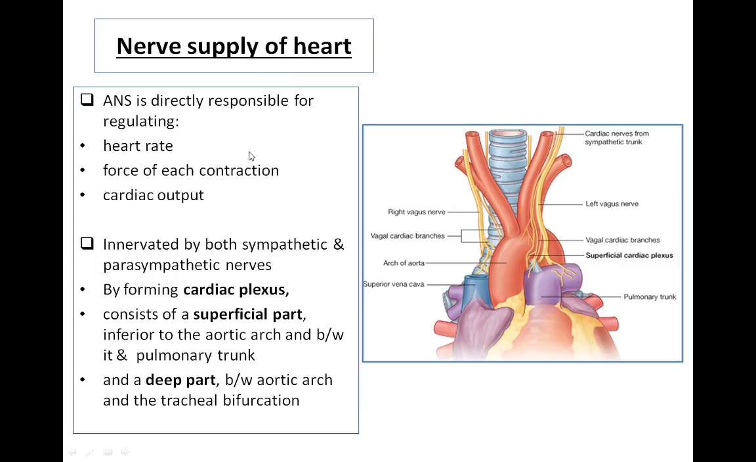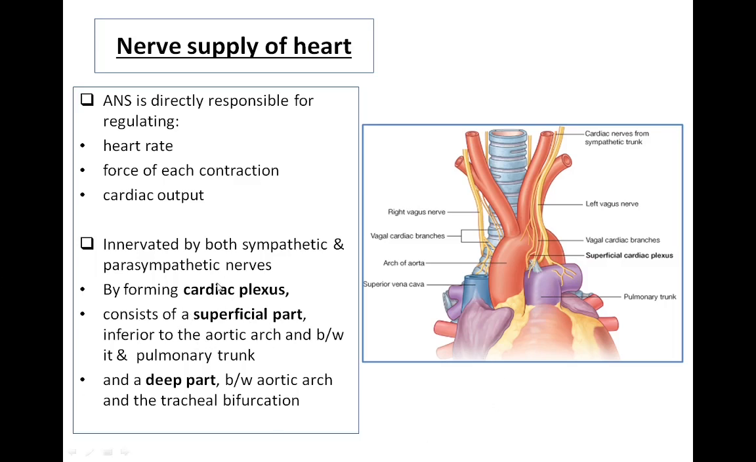Nerve supply of the heart. It is supplied by the autonomic nervous system, which is directly responsible for regulating the heart rate, contraction of the heart muscles and cardiac output. So it is innervated by both sympathetic as well as parasympathetic components. They are not going to supply directly like skeletal muscles, which are supplied by a direct nerve. Here, first they will form a plexus, and from the plexus nerves will go and supply the heart.